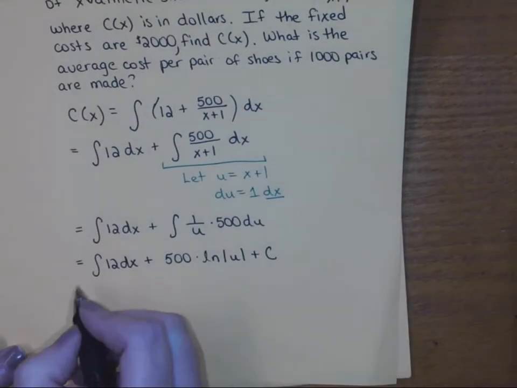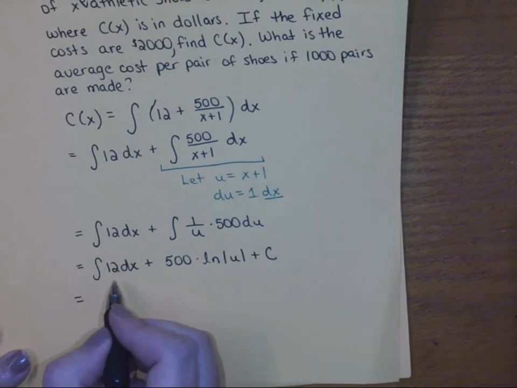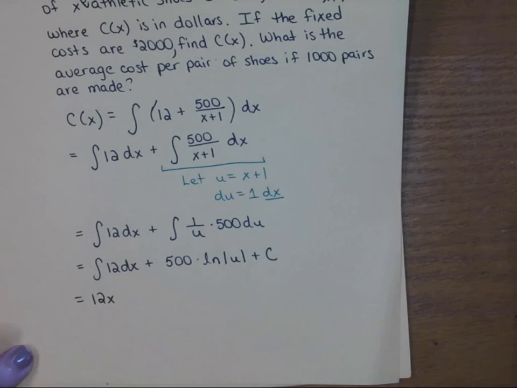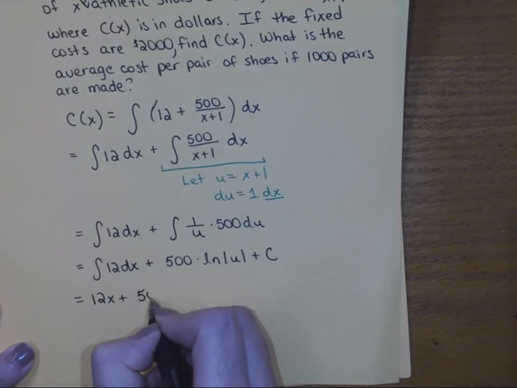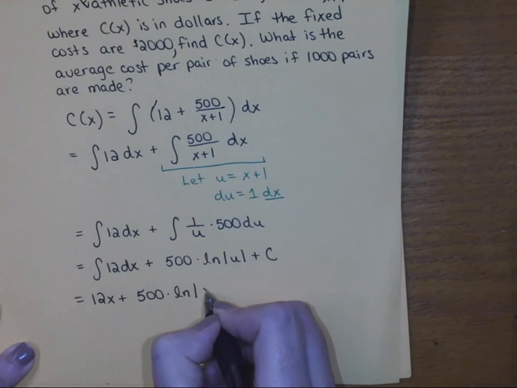But then notice I can substitute this, so I think it's time we can go ahead and figure this out. The antiderivative of 12 is just 12x. Like, what function would give you a derivative of 12? It would be 12x. Okay? And then here we're going to replace the u with what it originally was, which was x plus 1.